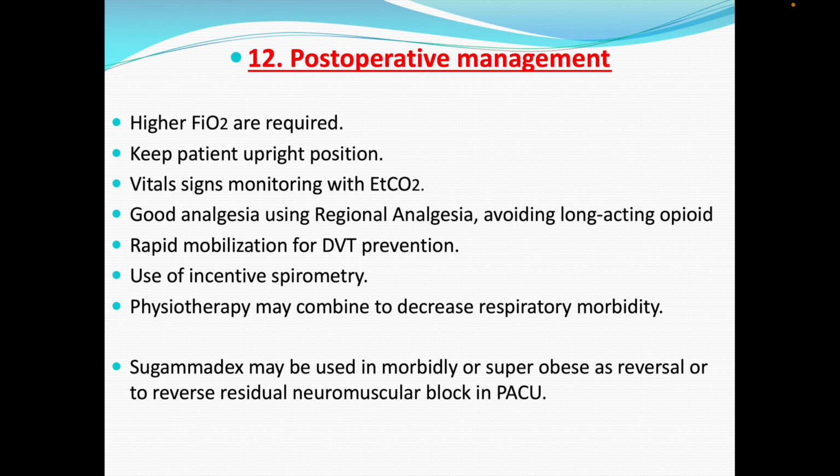Mobilization for DVT prevention. We should mobilize the patient. And even if he is not able to walk, he should move his head and legs, lower limbs, when he has power to move. And they use incentive spirometry, this is again a method of recruitment of alveoli. Physiotherapy may be combined to decrease risk. So sugammadex may be used in morbidly and super obese patients to reverse the residual neuromuscular block in PACU.